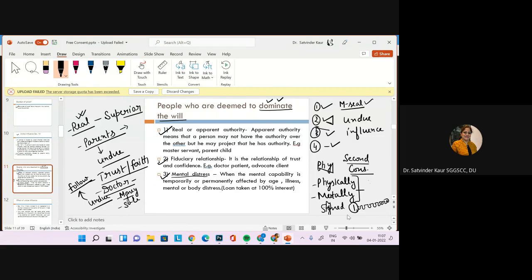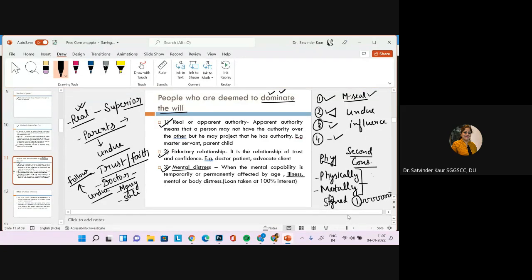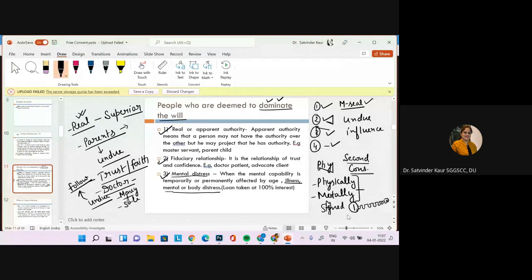So this particular situation reminds me that the person, because of the illness, because of the mental and body distress, is in a position where, if the other person is compelling the person to sign certain property or power of attorney or something in the name of the other person, and takes undue advantage of that particular position, that is called undue influence.